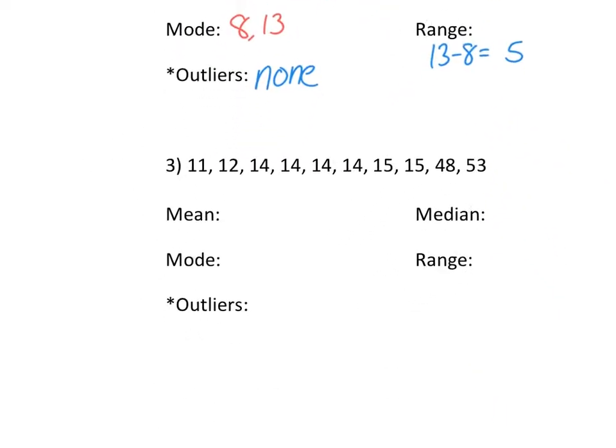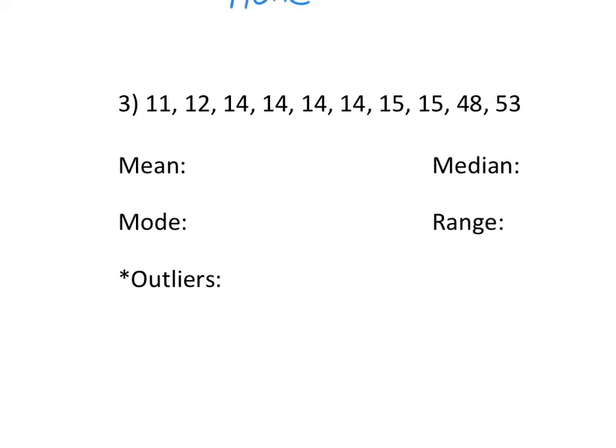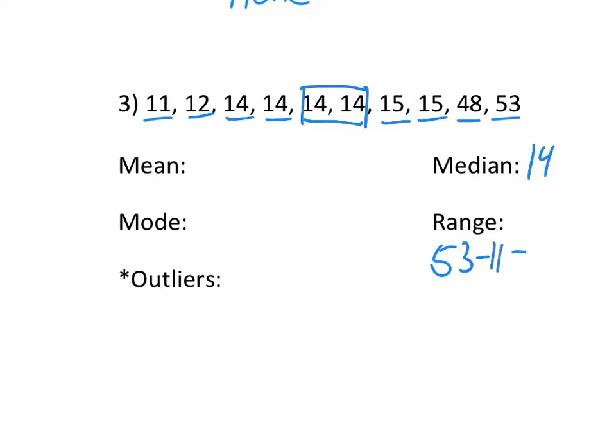Now, final one, just so we can get this over with. Take a look at number 3. First, put them in order. It's really convenient because these are already in order. So I'm going to find my median first. I'm going to count from the outsides. If you need to, you can add the two middle numbers and divide by 2, but your median is going to be 14. My range is going to be from 53 to 11. So we have a range of 42.